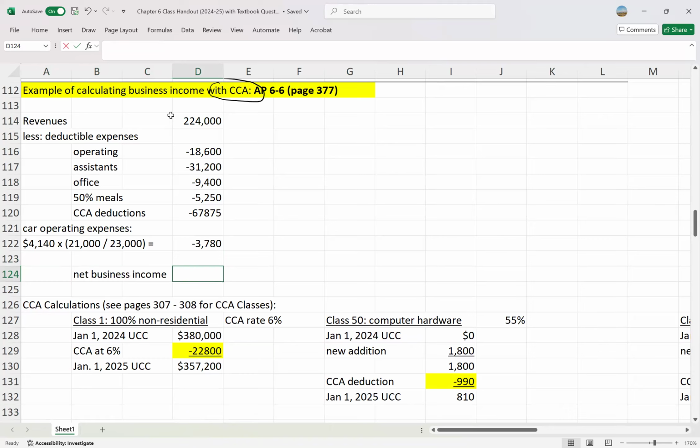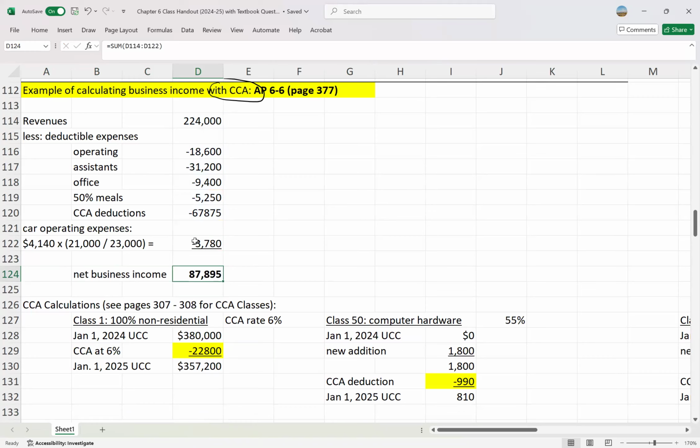And so all we are doing then to calculate the net business income is just adding up this column here, starting with the revenue minus all these expenses. And so the net business income is going to be 87,895.